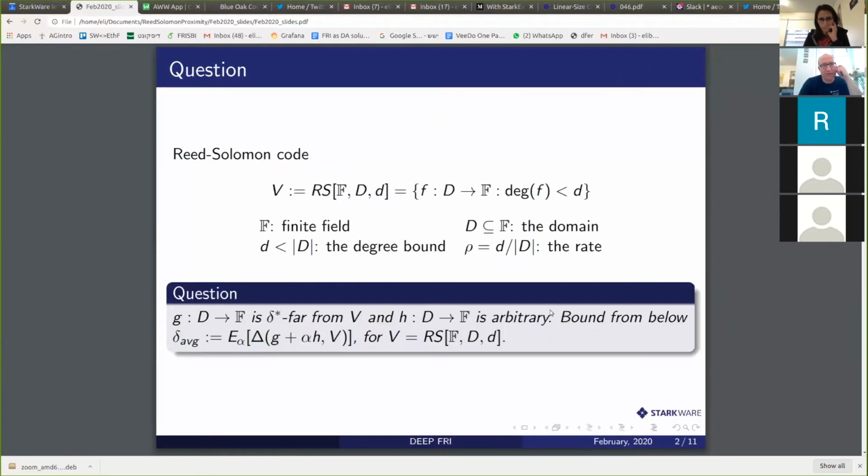Any questions about just this? I'll pause here and ask, are there any questions about this particular question and the setting?